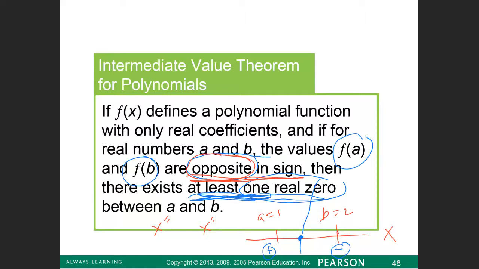Or it could be the other way around. It could be negative here and positive here. Okay, so that's what it means. So let's have an example.